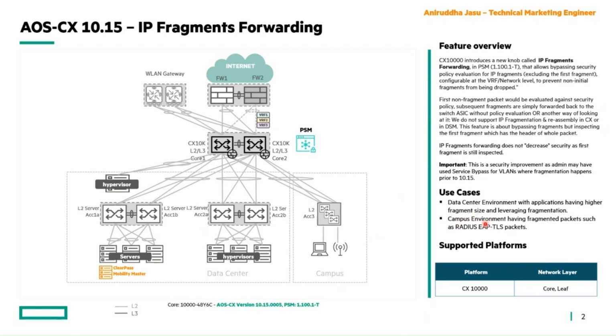So those are the use cases in both campus and data center environments, and the supported platform is obviously CX 10K in the network layer, whether it is core or leaf, wherever you are having inspection being done.